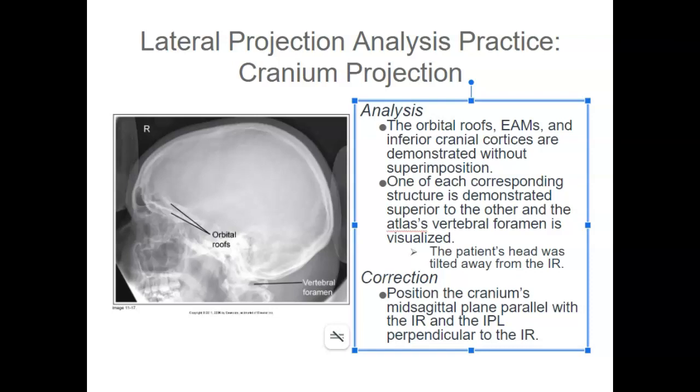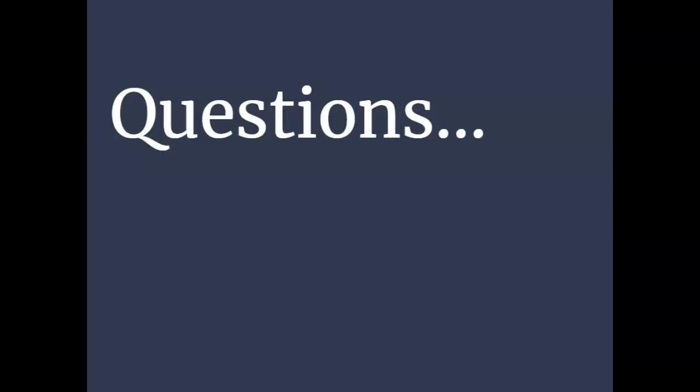In order to correct this, we need to reposition the patient so that the interpupillary line is perpendicular to the IR, leaving the mid-sagittal plane parallel with the IR, tilting that head towards the IR to correct this positioning error. The correction of the positioning error.